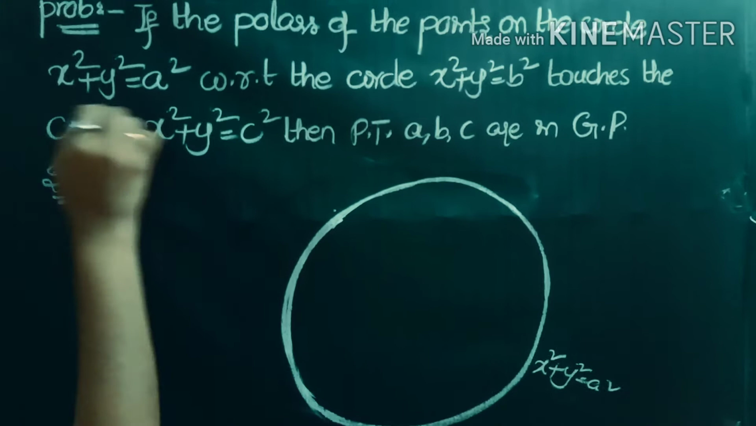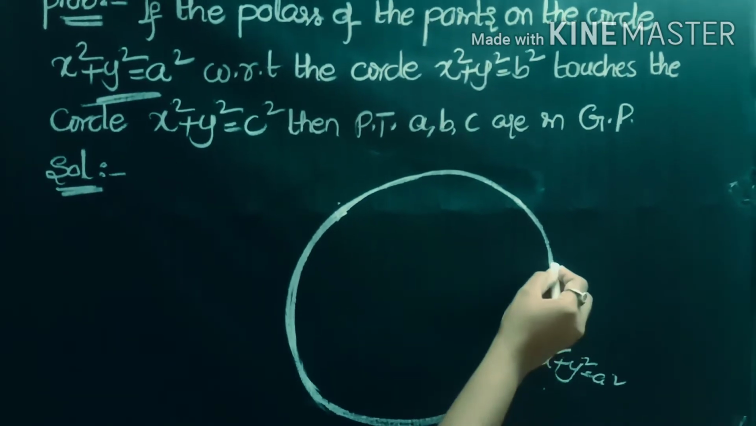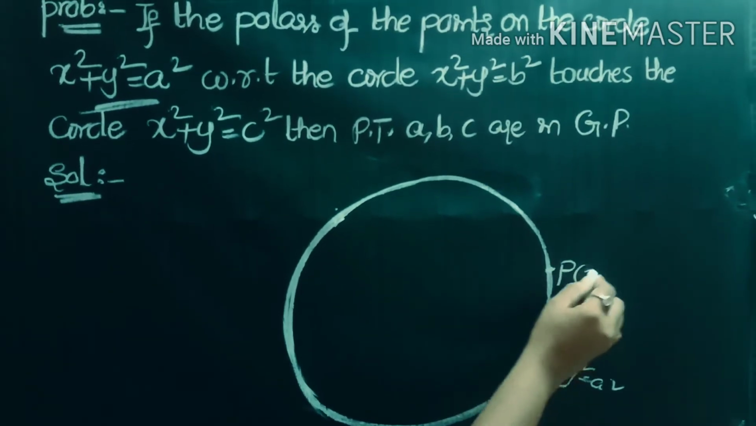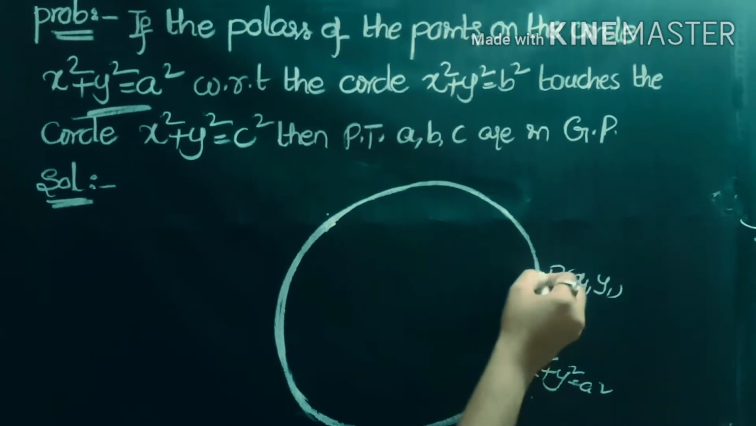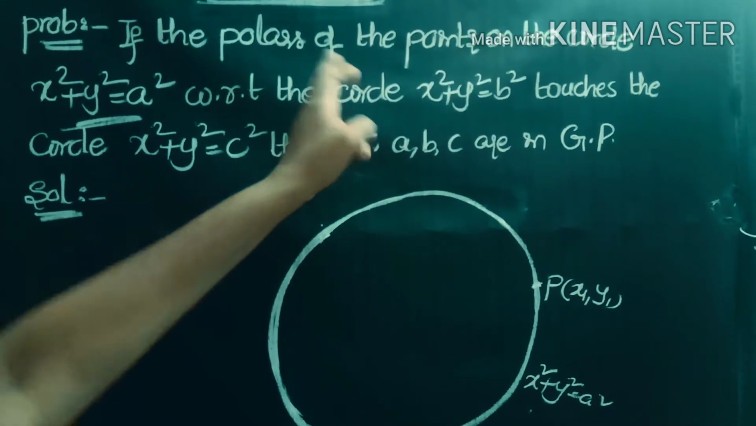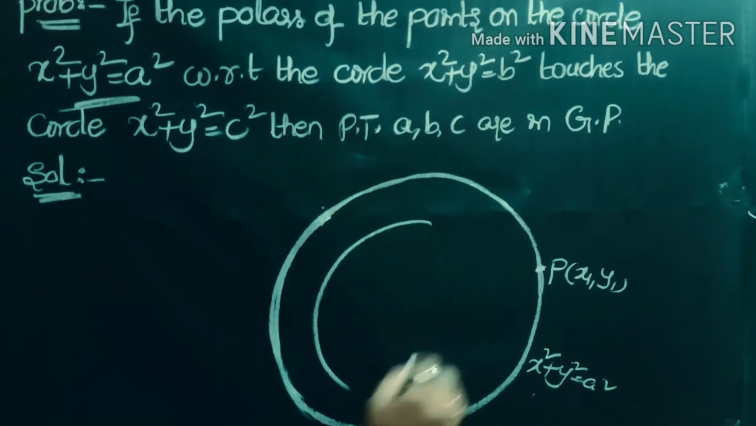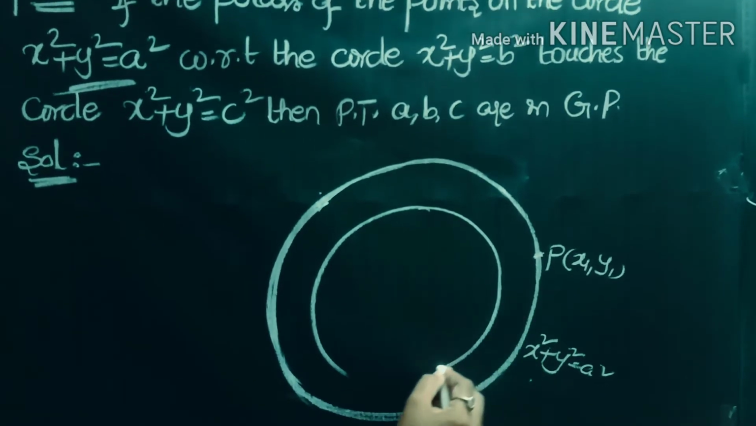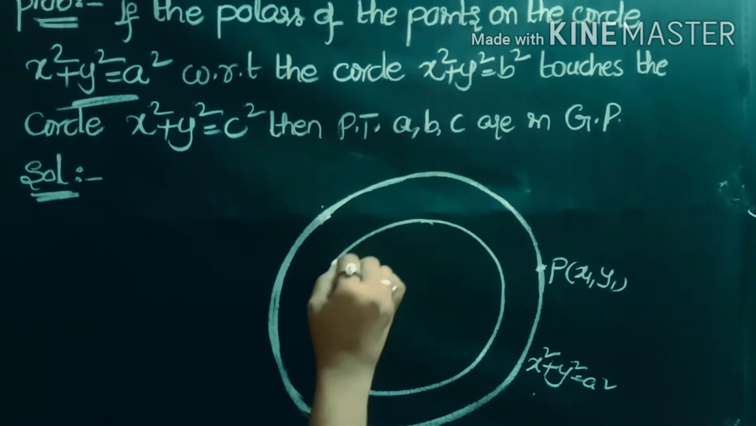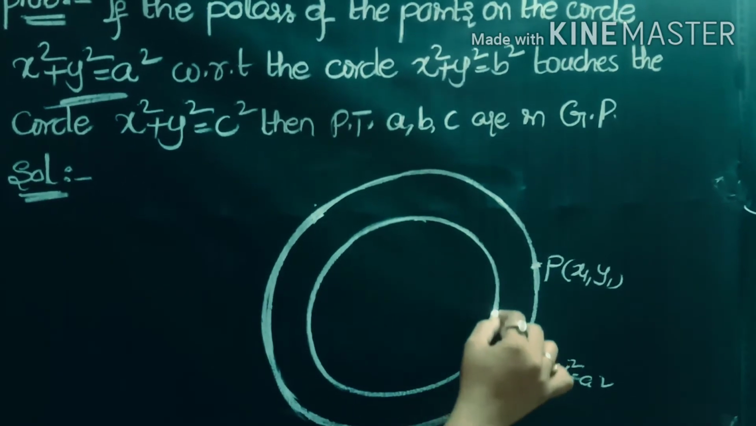This is the first equation, x² + y² = a², and in this circle we take one point P = (x1, y1). Now we take a second circle, which is x² + y² = b². All the circles are concentric, since they have the same center (0, 0).